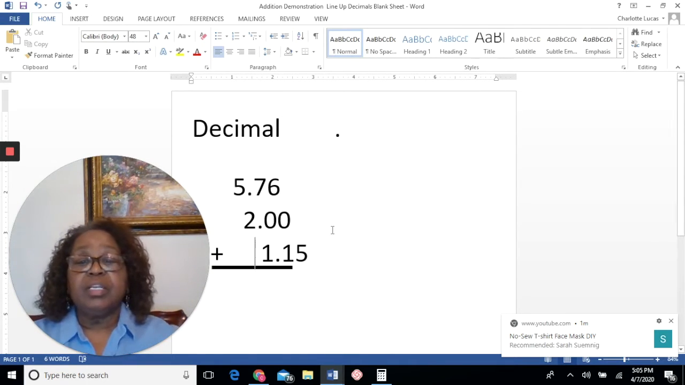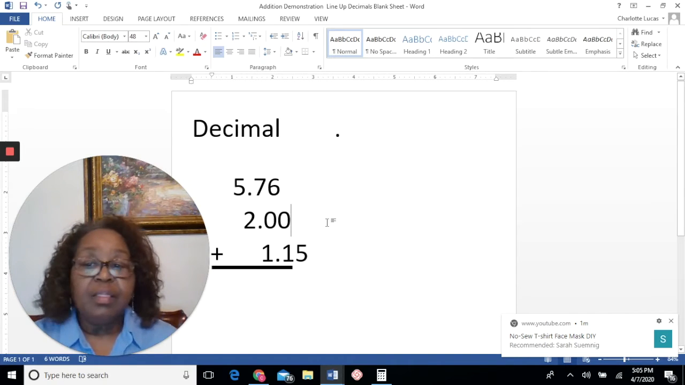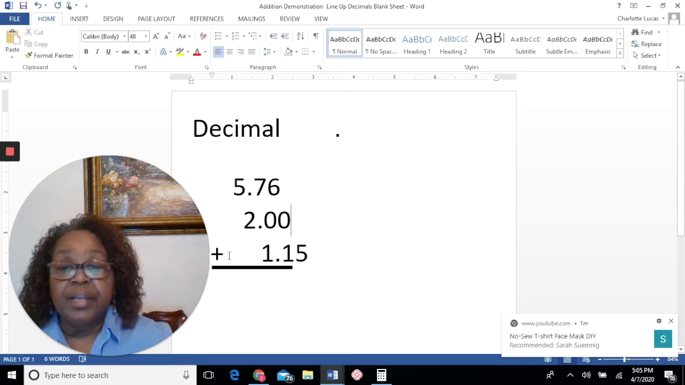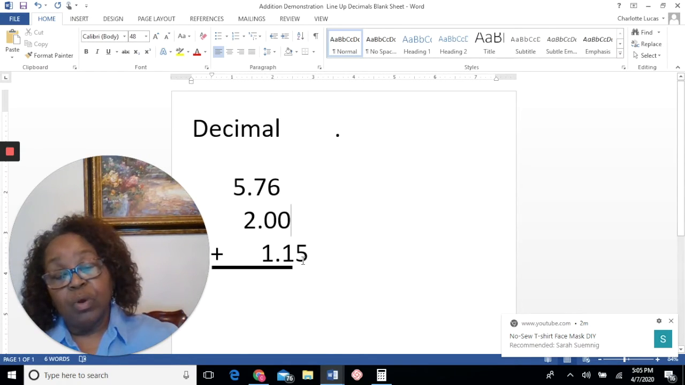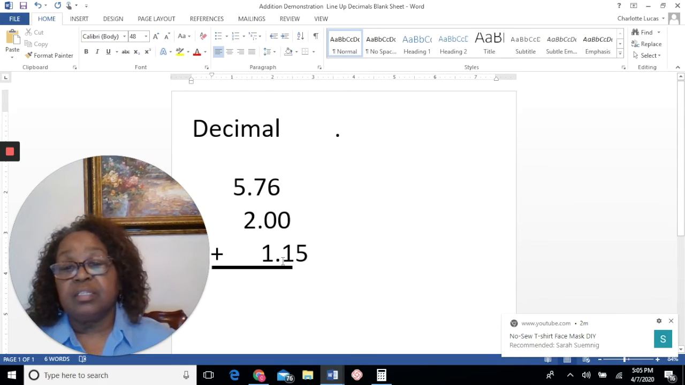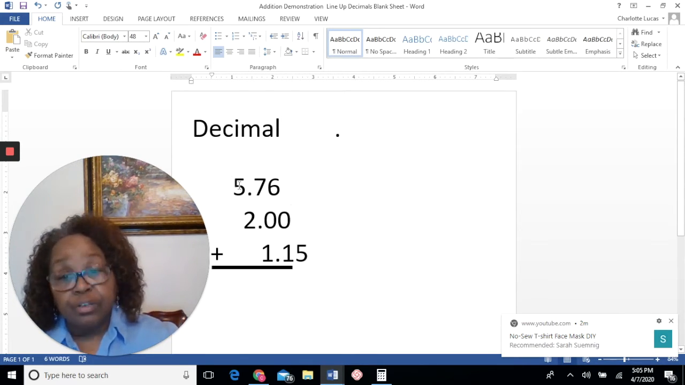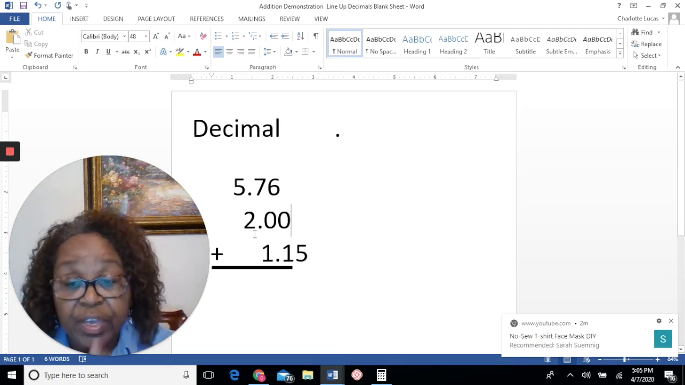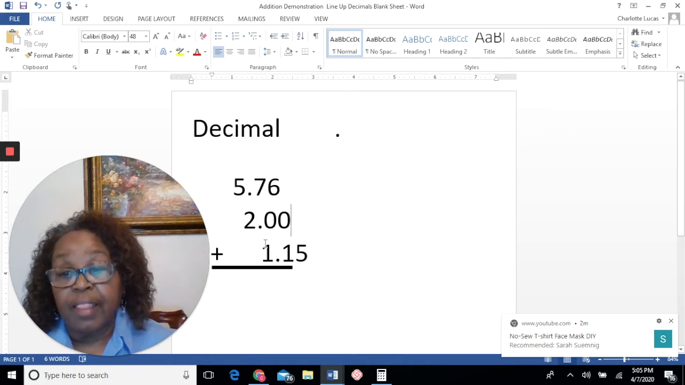Now, let's look at that problem. That will never work. These numbers are not aligned correctly. All of the ones in the ones place are not together. All of the tens in the tens place are not together. And all of the dollars on the left side of the decimal are not together. But the most important thing is our decimals are not lined up. Your decimals should always line up when you're writing your problem.